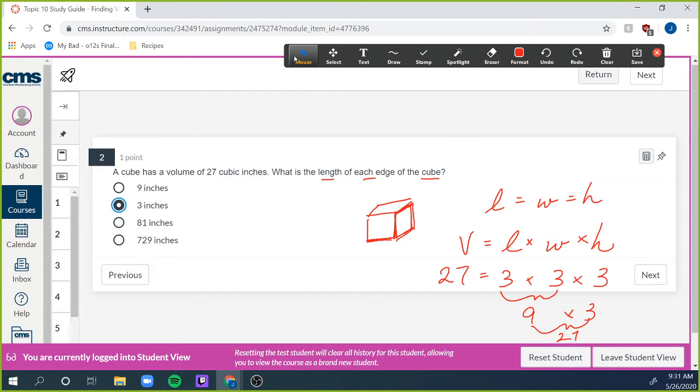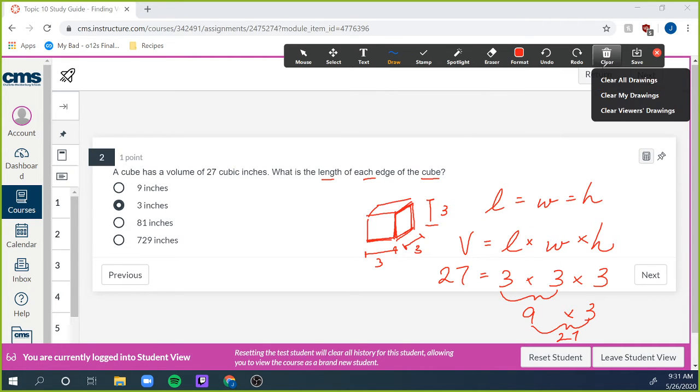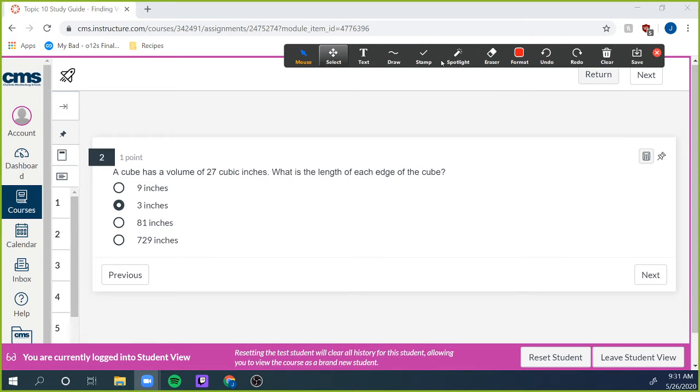This cube has a length of 3 inches, a width of 3 inches, and a height of 3 inches. Go ahead and click next.